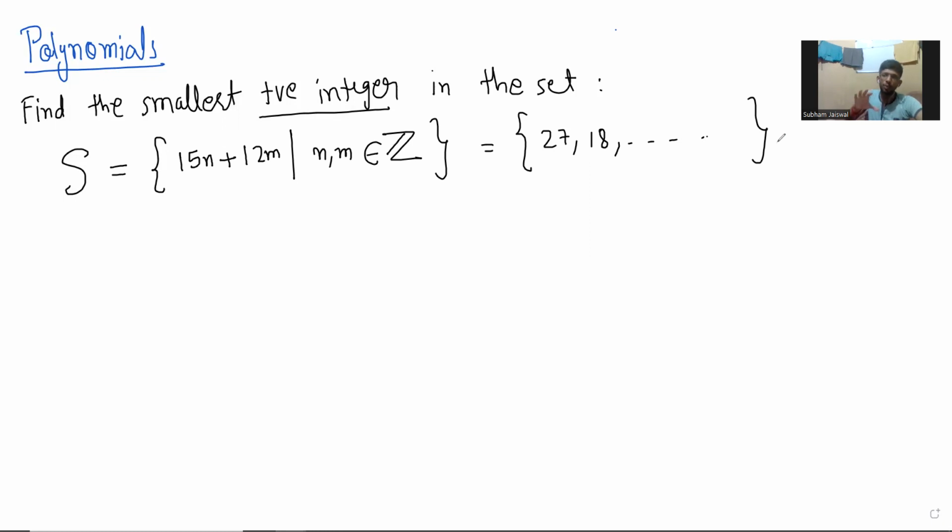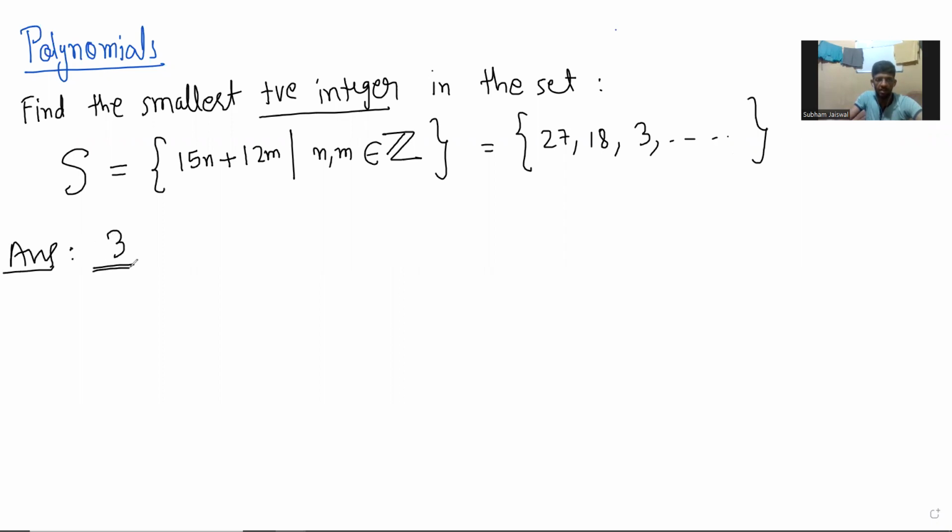We may not be able to prove it immediately, but at least we should have an idea of what it should be. Yeah, it should be 3. So does everybody agree that it should be 3? 3 is certainly in the set, right? When you put n equal to 1 and m equal to minus 1, you get 3. And so the answer, let me write it, 3.